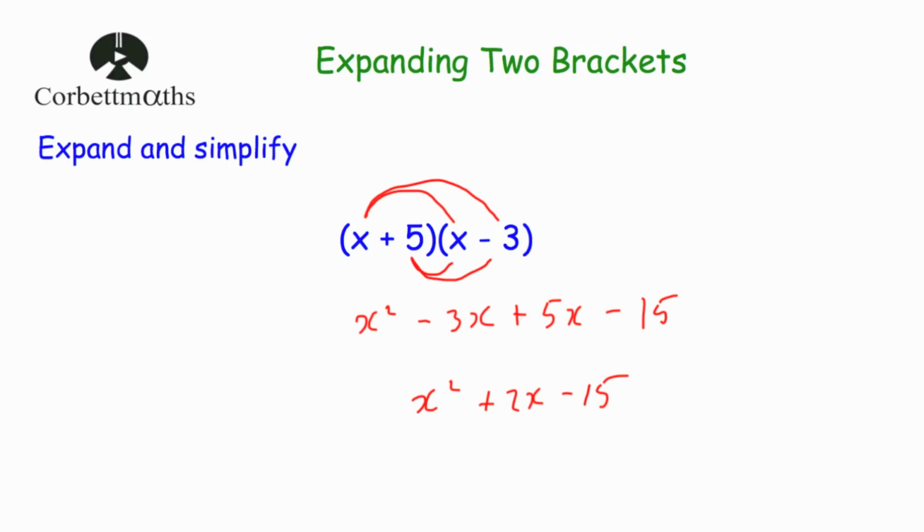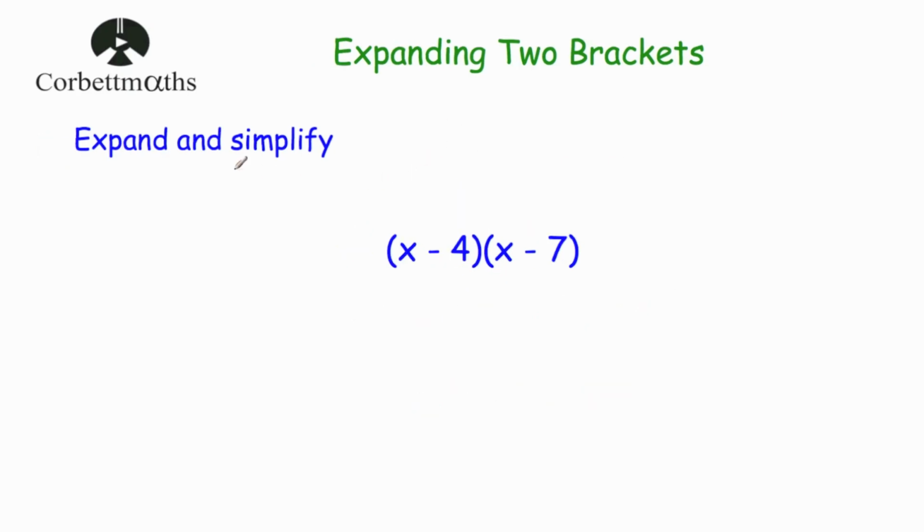Okay, let's have a look at our next question. So our next question says expand and simplify x minus 4 brackets x minus 7. So what we're going to do is multiply both of these terms by x, then multiply both of these terms by minus 4, and then just collect any like terms. So let's start off by multiplying both of these terms by x.